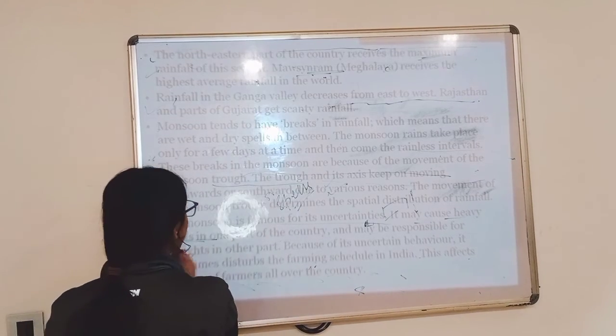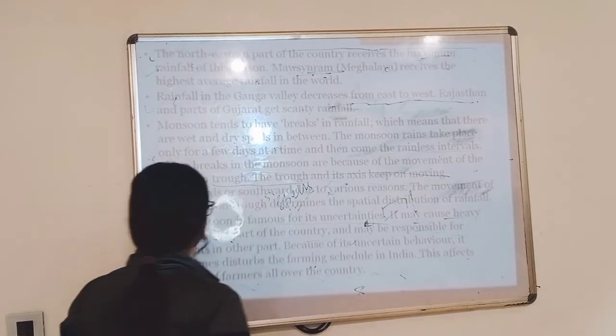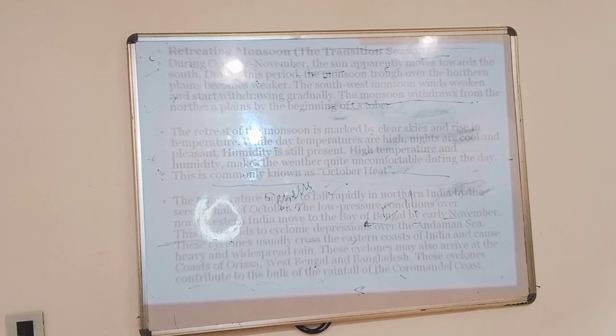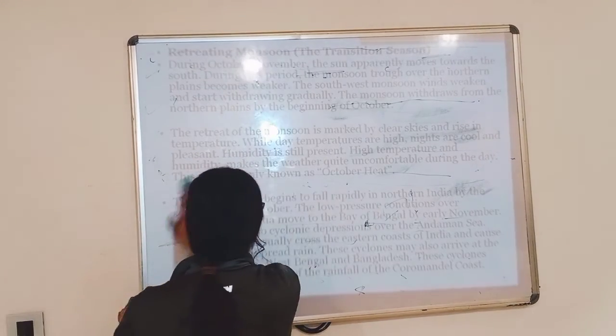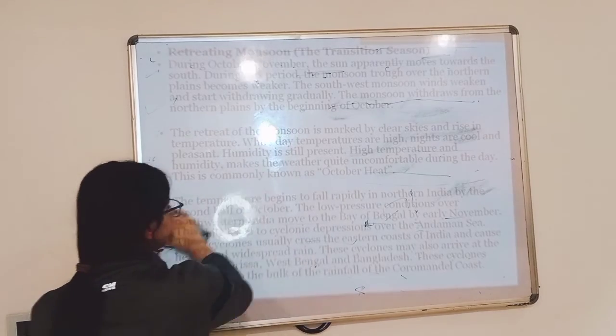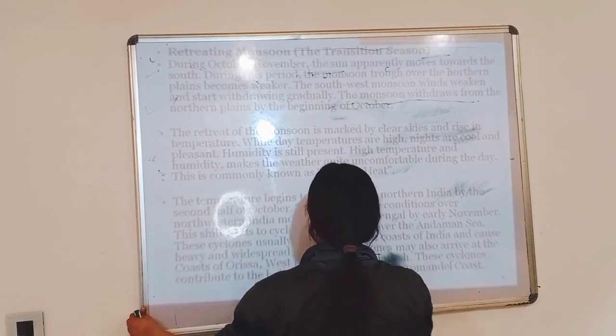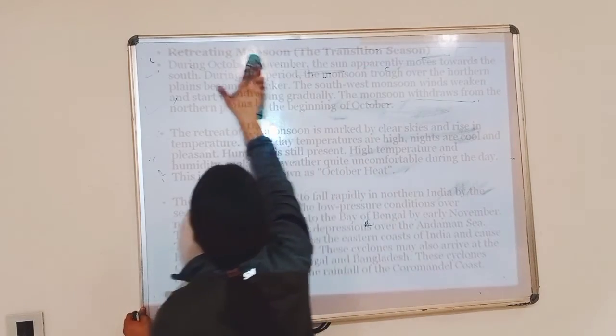It causes heavy floods in one part of the country. It may be responsible for getting drought. देखा कितना uncertain है, कहीं इतनी बारिश कर देता है तो कहीं drought कर देता है.